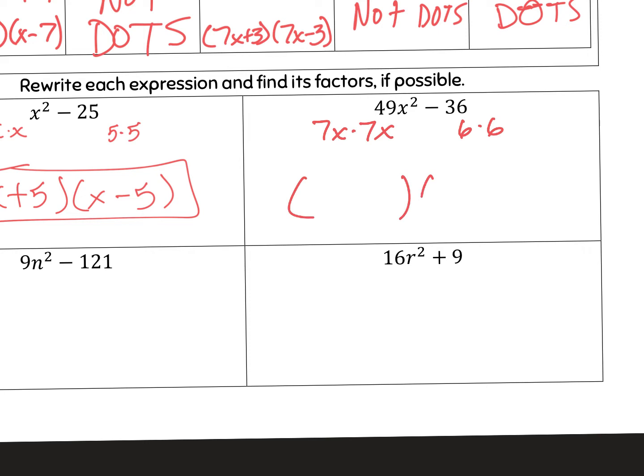So this would be 7x plus 6 and 7x minus 6. Of course, it doesn't matter which one goes first, plus or minus, as long as you have both of these together. It could be 7x minus 6 and 7x plus 6.